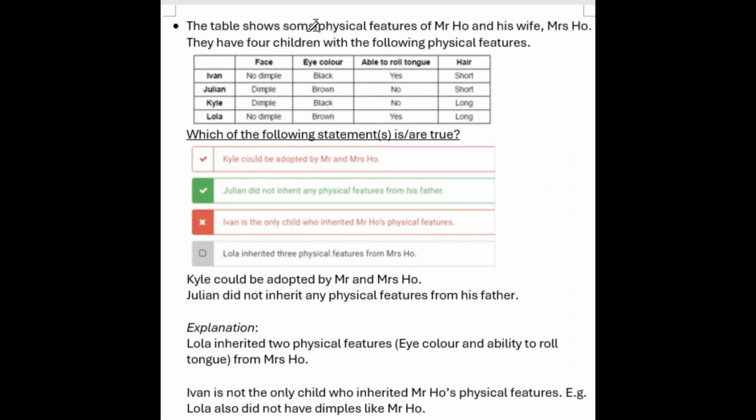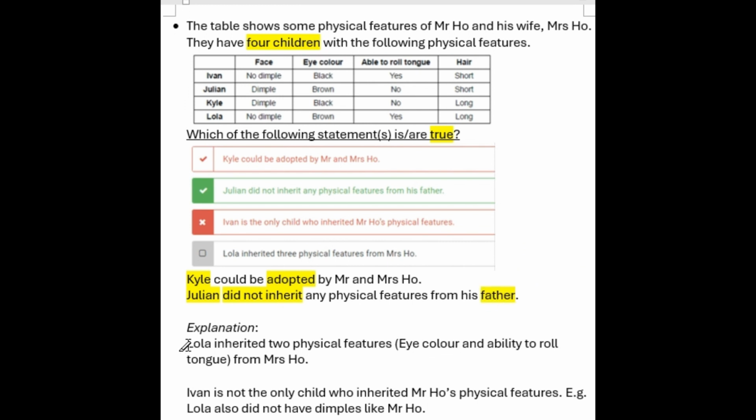The table shows some physical features of Mr. Ho and his wife, Mrs. Ho. They have 4 children with the following physical features. Which of the following statements is/are true? Carl could be adopted by Mr. and Mrs. Ho. Julian did not inherit any physical features from his father.